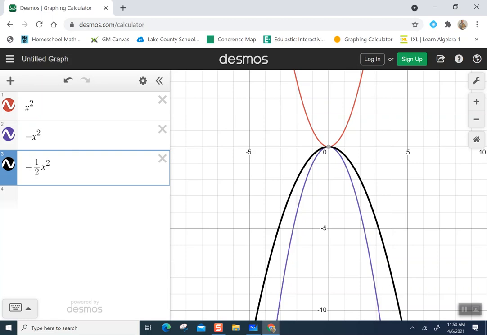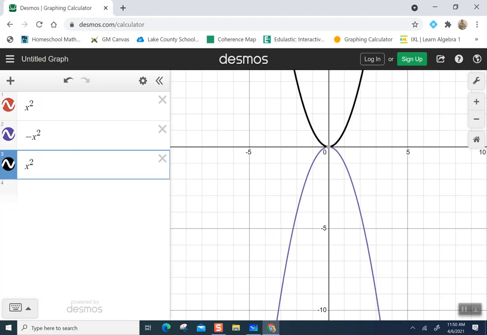What if I wanted a vertical stretch? Say, for instance, I wanted to go to 20x squared. Again, you notice it's the black one, and the black one is kind of squeezed a little bit tighter than the red line. And if I just change it negative, the only thing that happens is it reflects across the y-axis. Same type of graph, same look, just reflected.